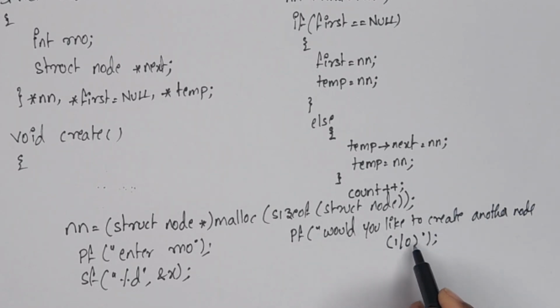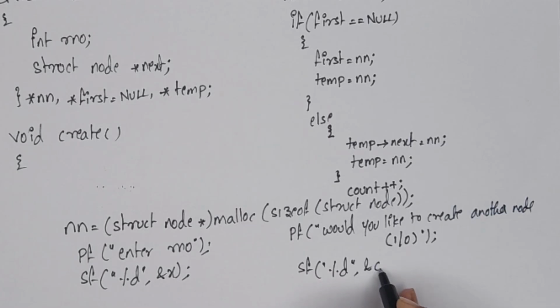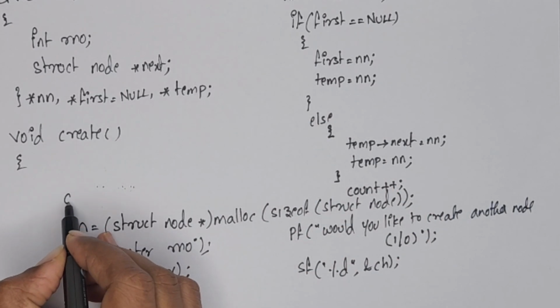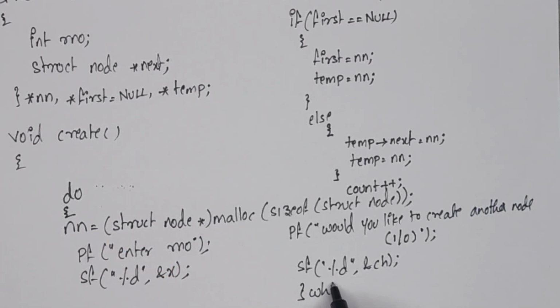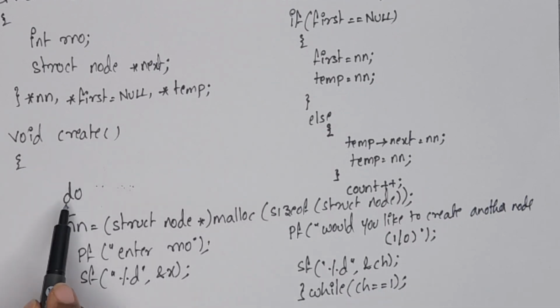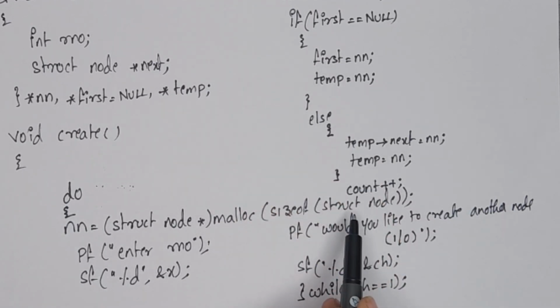If you want to create another node, simply enter 1, otherwise enter 0. Both are integers, so I'm going to assign the input to one integer variable, that is ch. If ch is 1, what do I have to do? I have to go back and execute all these statements. So I have to write all these statements in one loop. I'm going to write a do while loop, while ch is equal to 1. If ch equals 1, again it will go back and execute.